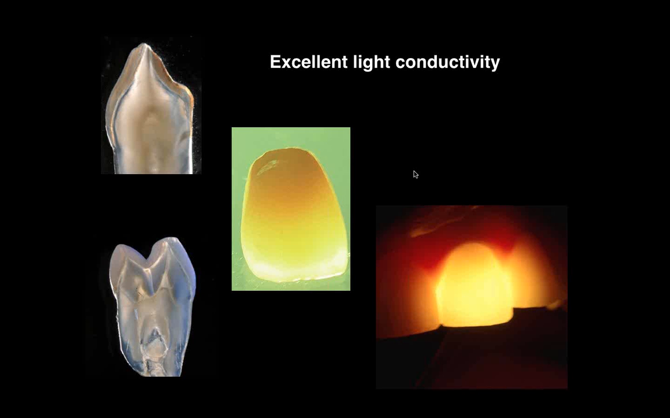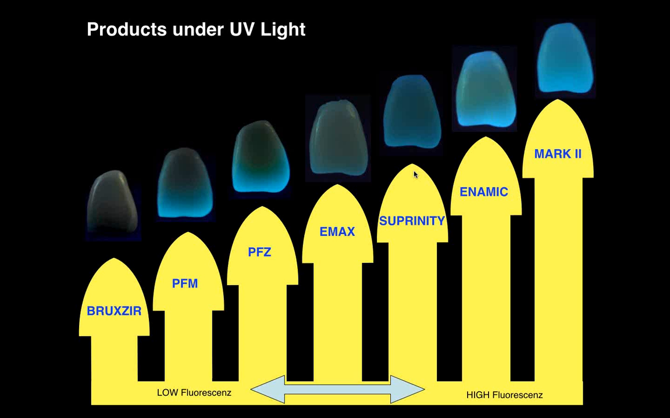So with Suprinity, we have an excellent light conductivity. The light goes through. It looks very natural, has a very nice chameleon-type look. Under UV light, these crowns start to look a little bit different. One of the nicest materials on the market at this stage is, we can say, Mark II. It has a very nice fluorescent look under UV light. Inamic and Suprinity, you can say these two are about in the same family.